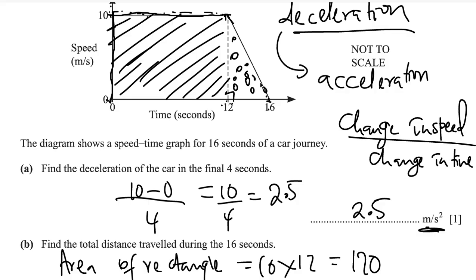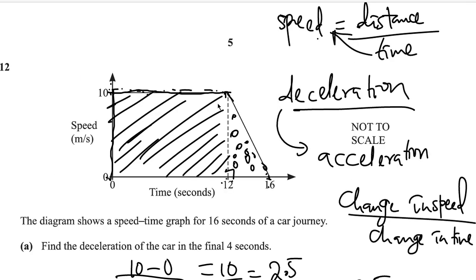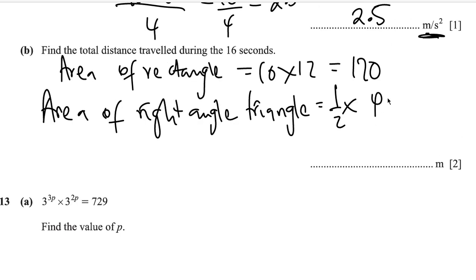So it's simply half base times height. So the area of the right angle triangle is equal to half multiplied by the base of the triangle. The base of the triangle, what's the distance? That's 4. And then the height is 10. So 1 over 2 times 4 times 10.